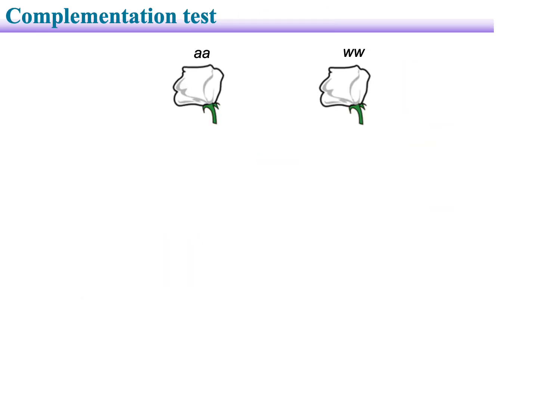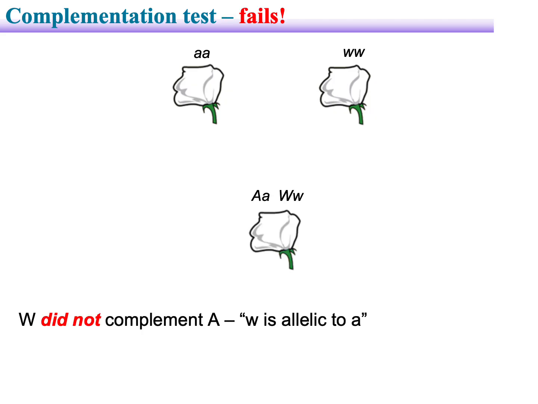Now, let's consider a different case. Let's suppose that we have two mutant lines again. This time we have line A and line W. This time, when we cross them, the progeny still produces white flowers. We say that the mutations do not complement. What's happening here is that both mutations affect the same gene. Let's call this gene the flower color gene or FC gene.